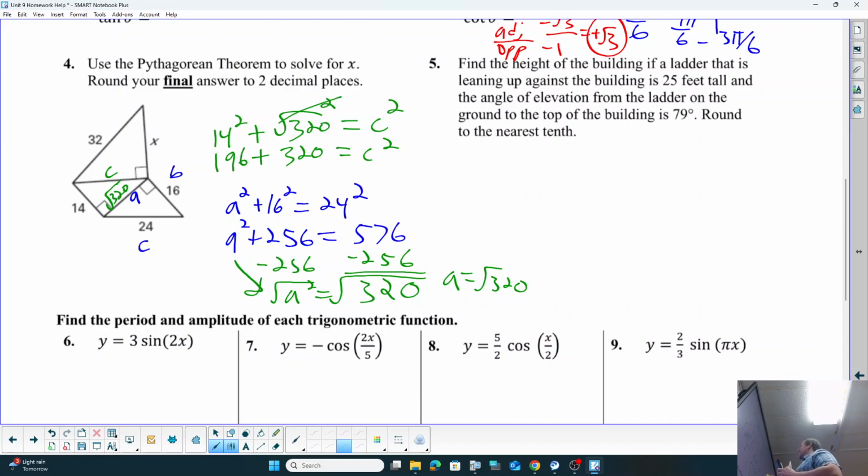Okay, I'll let you finish the rest. Add those together, square root both sides, put it here, and then do Pythagorean theorem one more time. You got this.